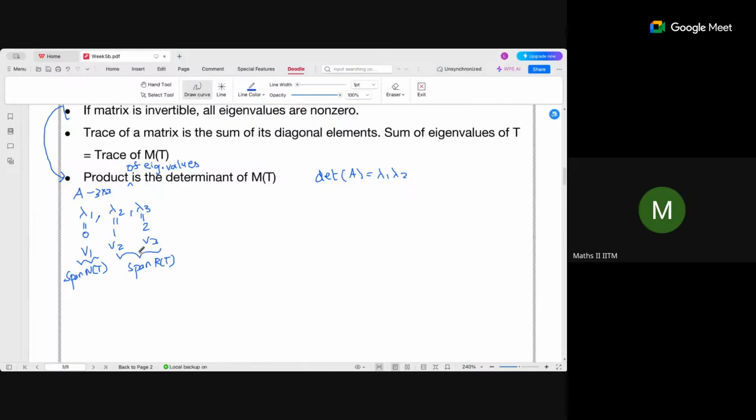Without linear independence, we cannot have that, right? We need linear independence. Okay, fine. Shall we proceed?